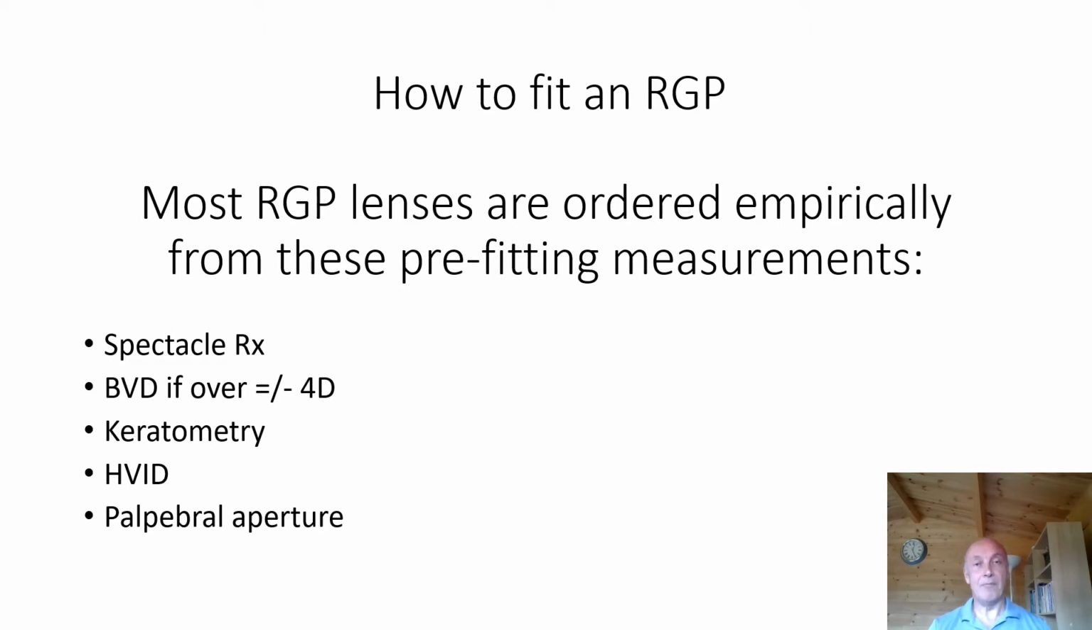Now, we need a set of measurements from you, the practitioner, to us as manufacturers. Obviously, we need an up-to-date spectacle prescription, a vertex distance if this is over ±4, some good keratometry readings, a horizontal visible iris diameter, and in some instances, particularly if we have very narrow eyes, a palpebral aperture.